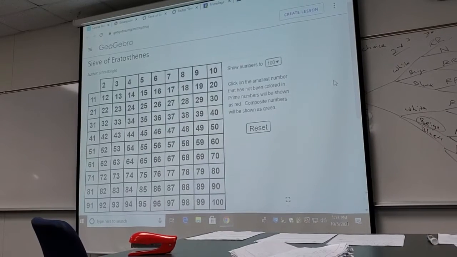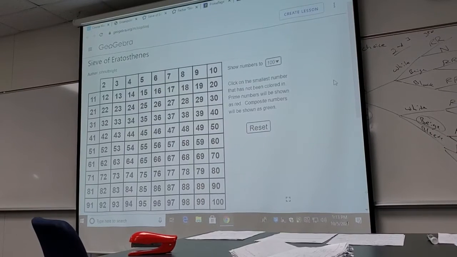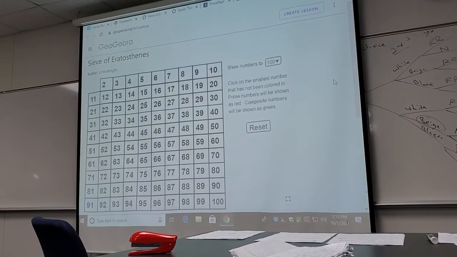All right, guys. 1 is called a unit number. It's a weirdo. A prime number is supposed to be divisible only by the number itself and 1, and 1 is 1 and 1. It doesn't fit the definition. So 1 is considered not a prime number. It's a unit number. So notice how 1 is not even on here.